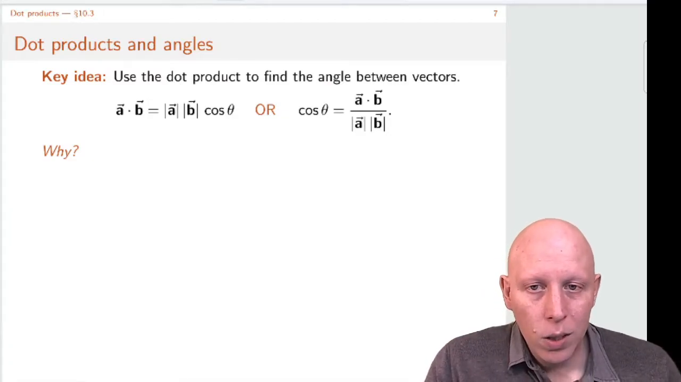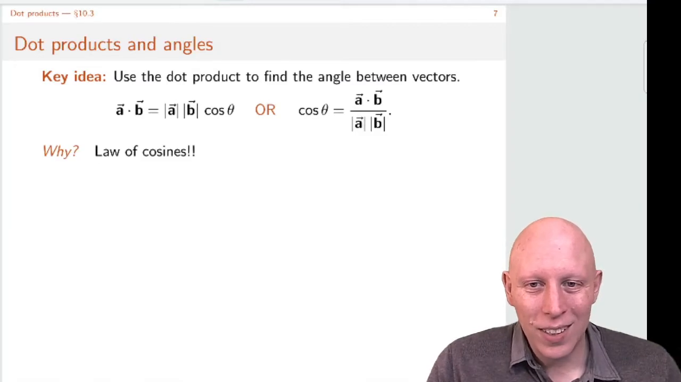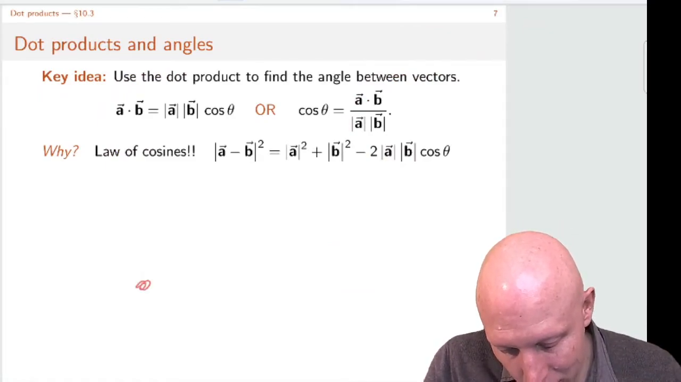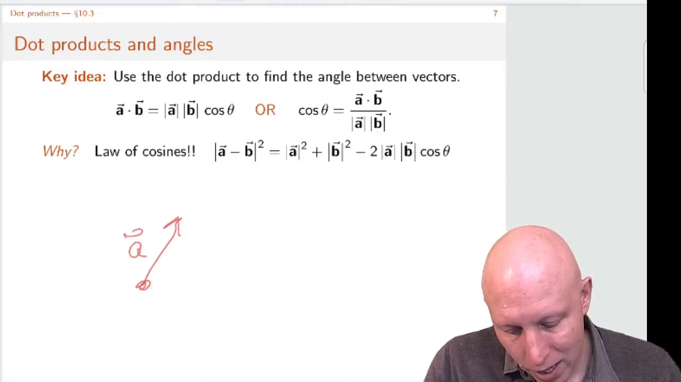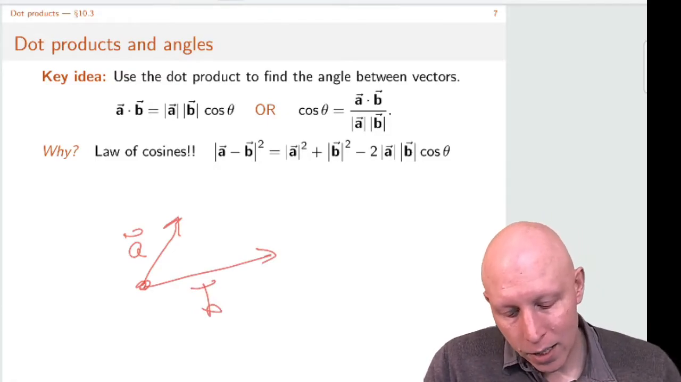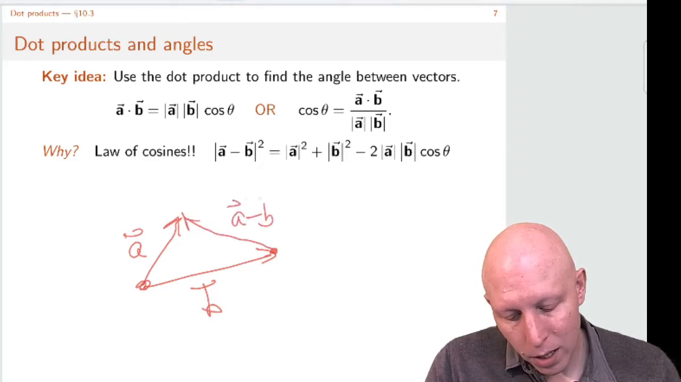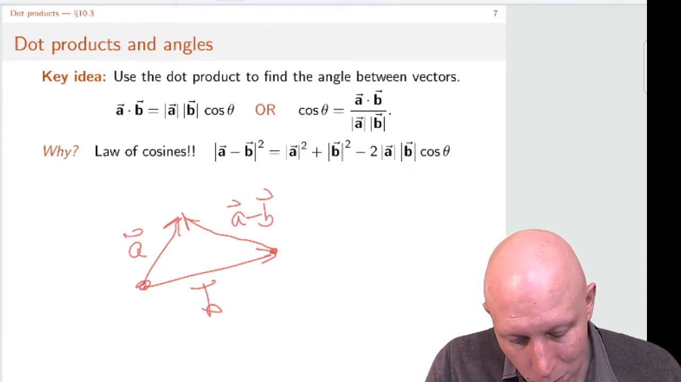So why is this true? Well, this goes back to our friend from trigonometry, the law of cosines. So I'm going to draw a picture here. My picture has vector A in it, and it has vector B in it. And what I'm going to draw in here is the vector A minus B.